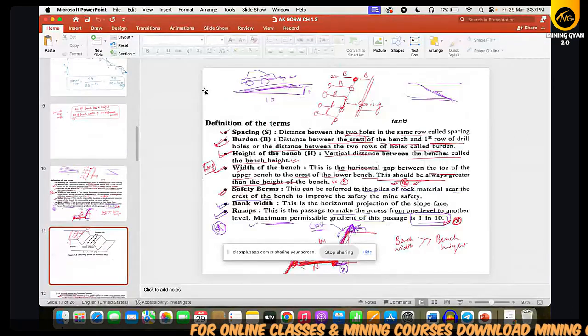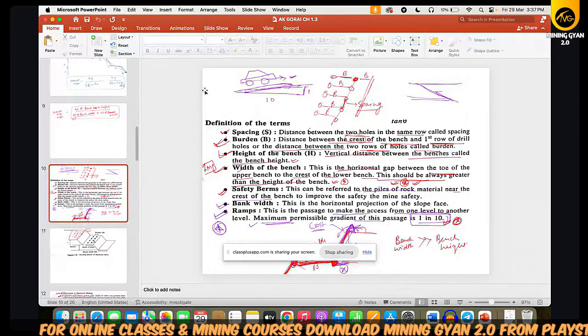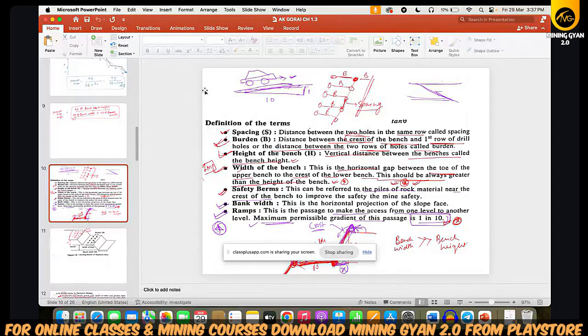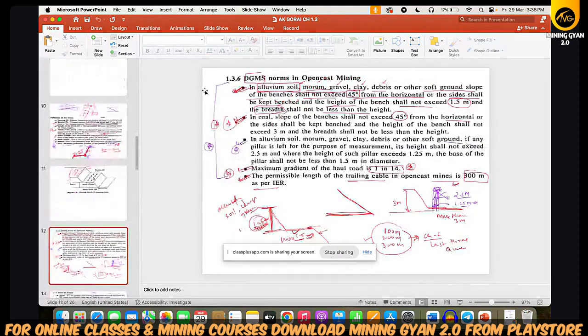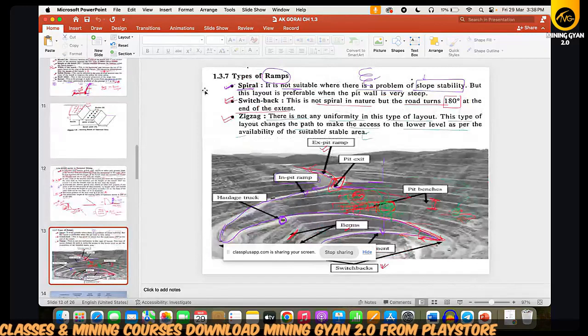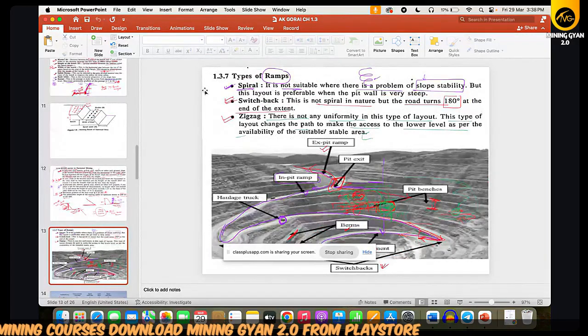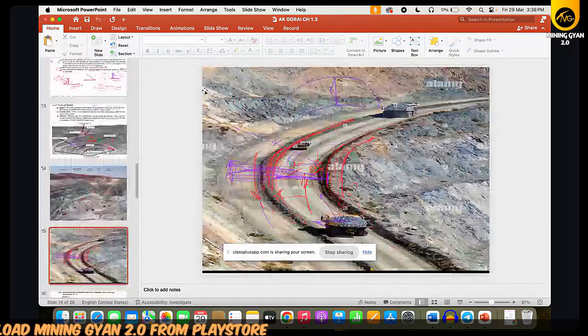The gradient of the ramps should be 1 in 10, and the height of the bench should be equal to or less than the width of the bench. Then we discussed the 5 points of the DGMS, that the overall slope angle should be less than 45 degrees. We also discussed examples of ramps: spiral, switchback, and zigzag. Then we discussed the berm and the divider.